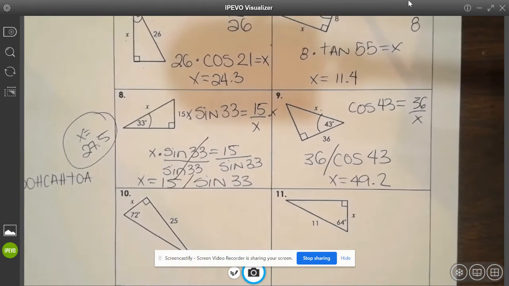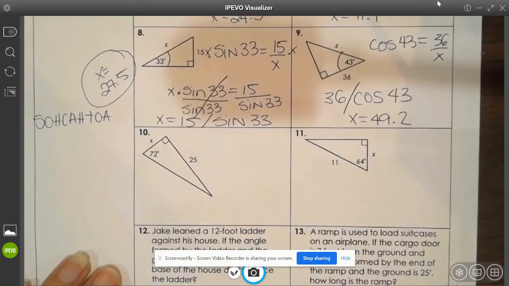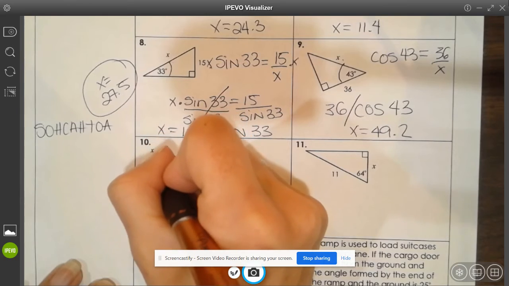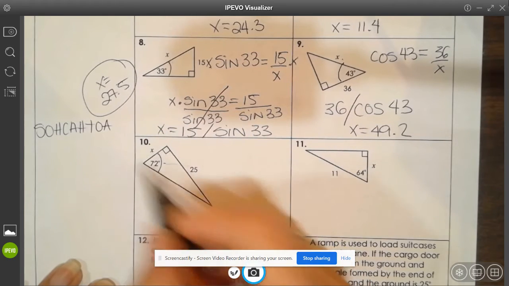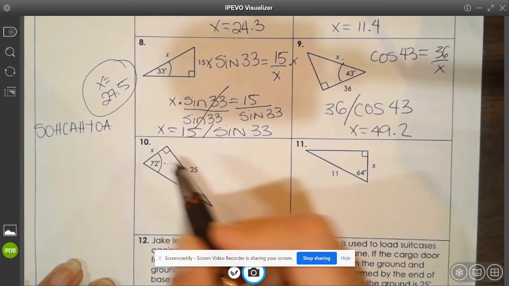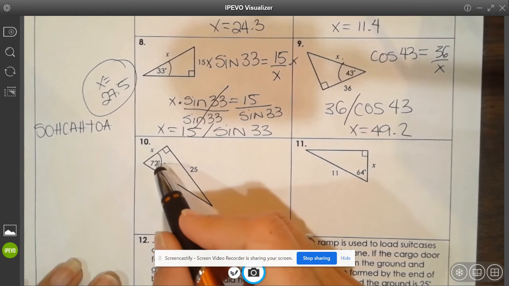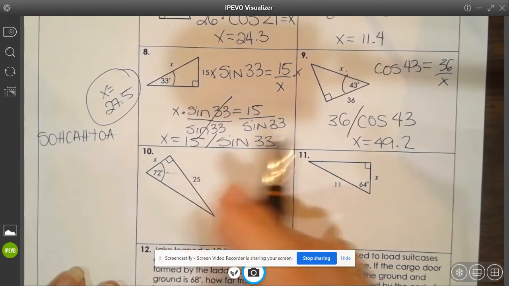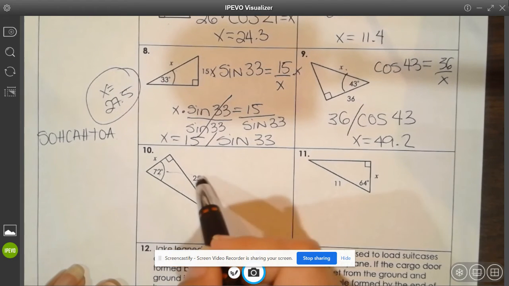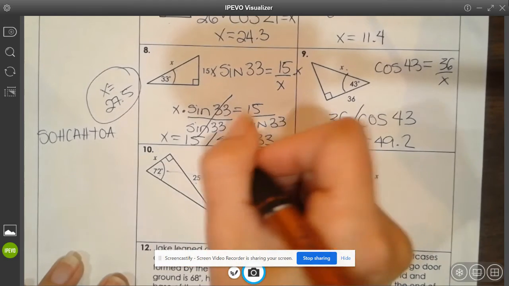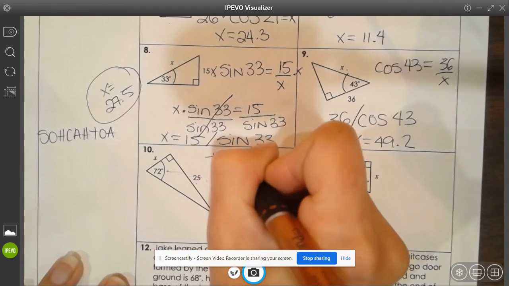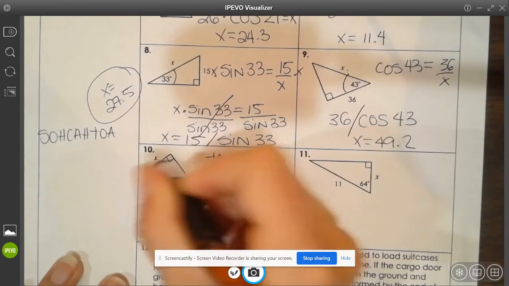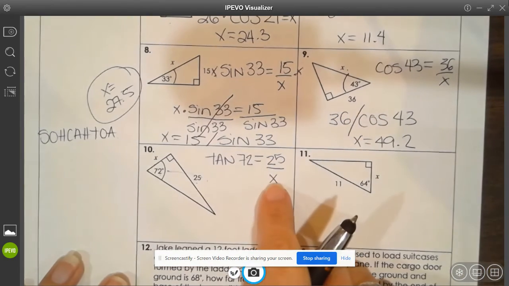Okay, all right. Let's do these two more and I'll leave you alone. All right, here. So I have my angle here, and I don't have anything on the hypotenuse. I know it's my tangent, but let's see which one goes on top. It's the opposite over the adjacent. So TOA, right? Opposite over adjacent. Opposite 25 over adjacent. So that is tangent of 72 equals 25 over x, because that's my adjacent side. That's the one I'm looking for.